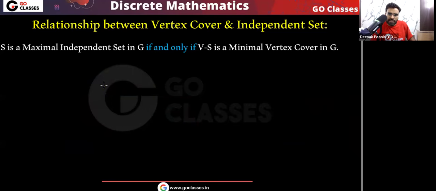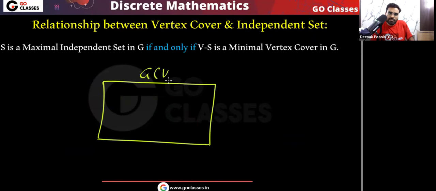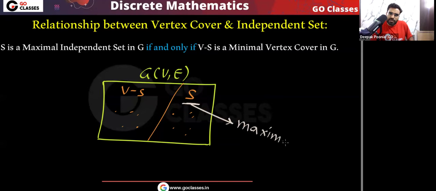From this diagram you can understand that this is the graph G(V, E). Here, this S is a subset of vertices, and these are the remaining vertices, V minus S. Then here we are saying, if this S is a maximal independent set, then the remaining vertices, V minus S, will be a minimal vertex cover.